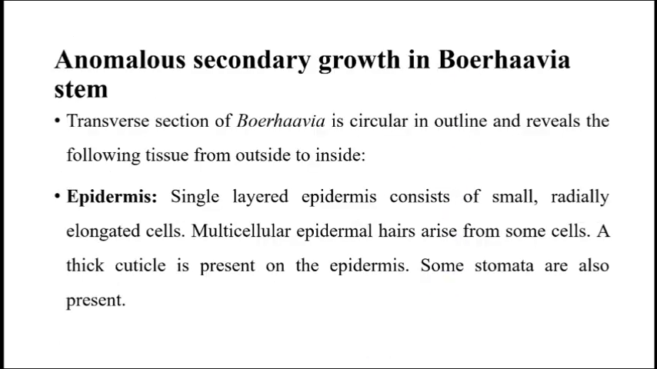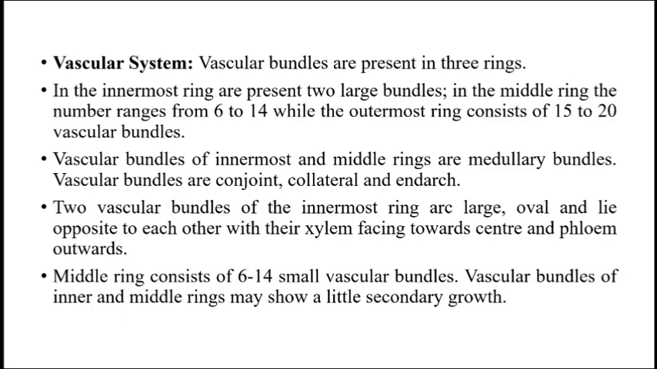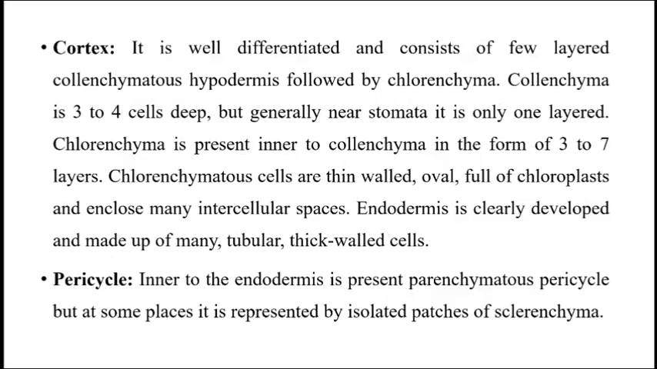At first, the transverse section of Boerhaavia is circular in outline and reveals the following tissues from outside to inside. At first, the epidermis is present, which is completely normal. Then the cortex, which is well differentiated and consists of a few layers of collenchymatous hypodermis, which is also normal. Collenchyma is 3 to 4 cells deep, but generally only one layer near stomata.